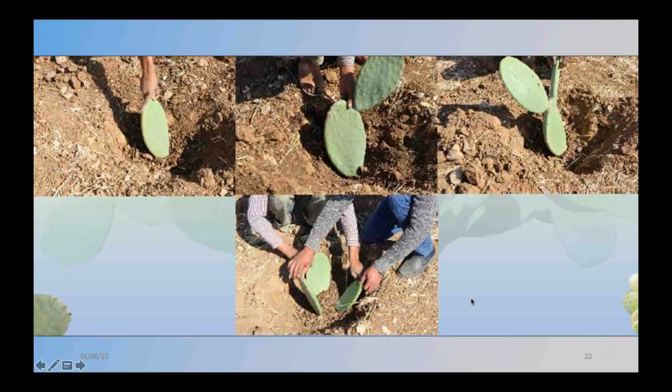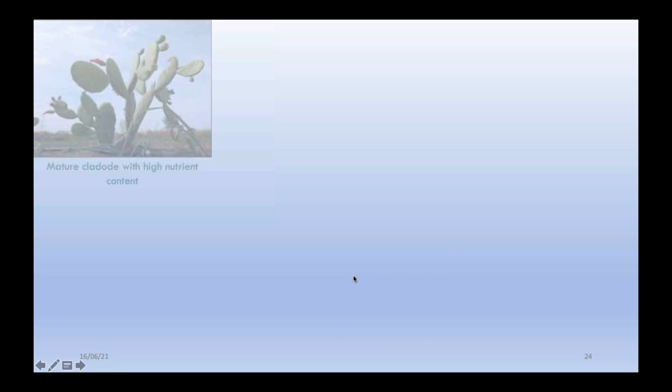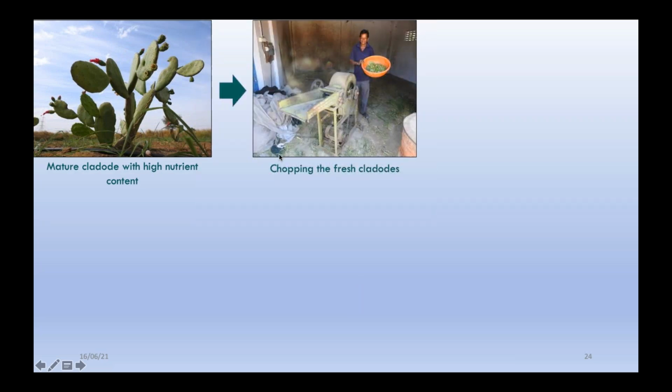After getting the cactus cladode as planting material, we put the cladode diagonally for easy spread of the roots. Then half or two-thirds of the cladode must be buried in the soil for quick emergence of the roots. Then the next question is how to feed the cactus. First of all, we select the mature cladode with high nutrient content. We chop it with the help of a chopper, or we can chop it with knives.